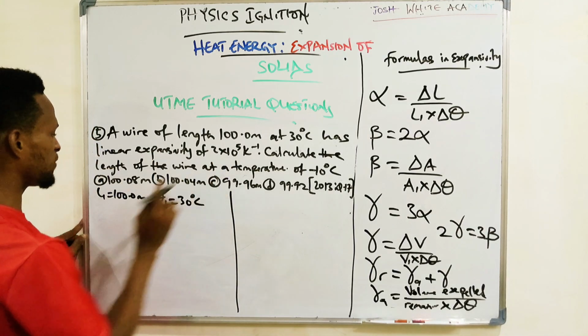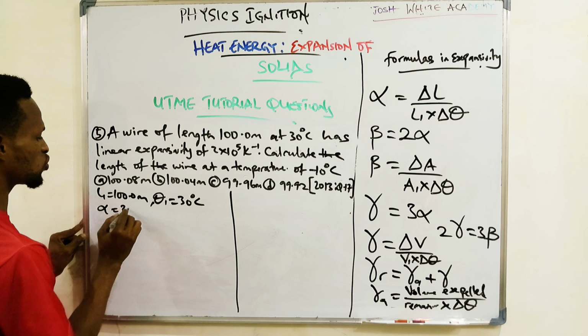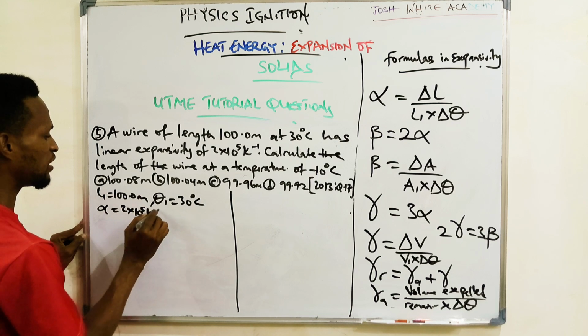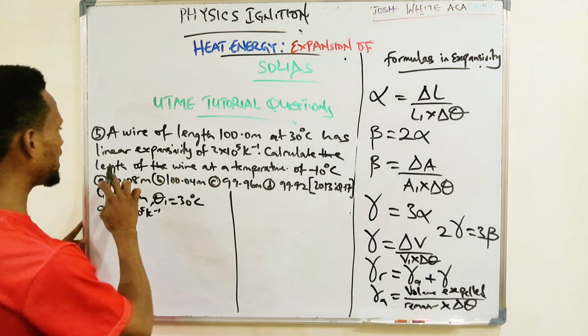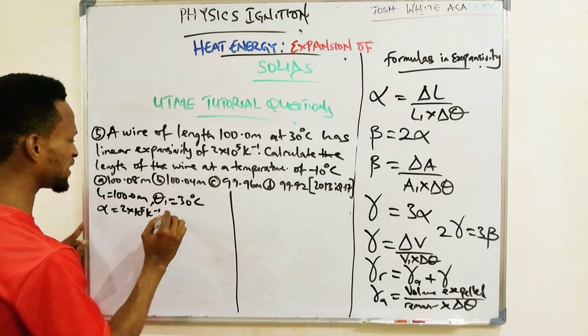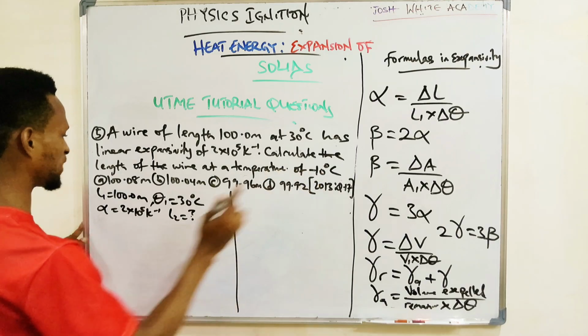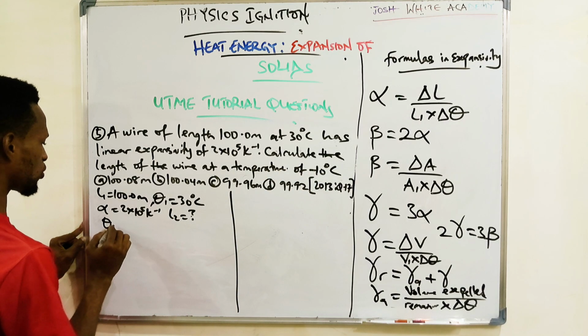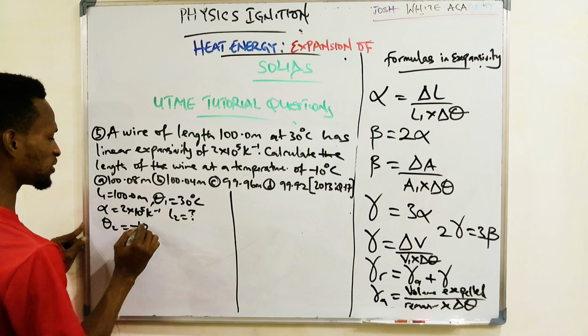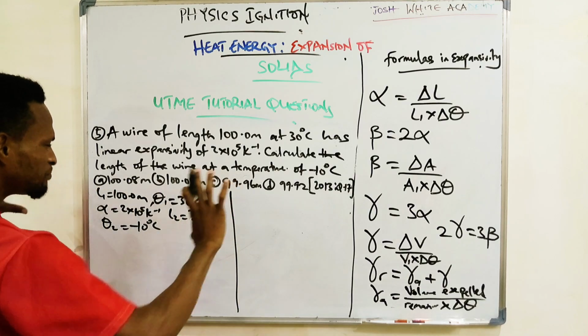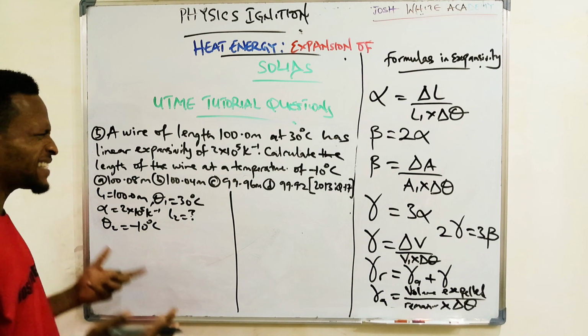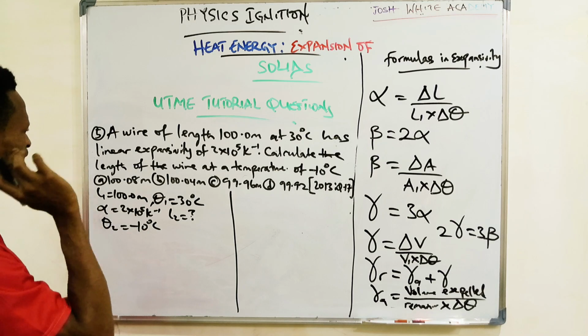The wire has a linear expansivity of 2 times 10 to the power of -5 per Kelvin. Calculate the length of the wire. We have been asked to find L2, where the temperature is -10. That means our final temperature is -10 degrees Celsius. Having got out our data is now easy. The next thing is to find the formula.